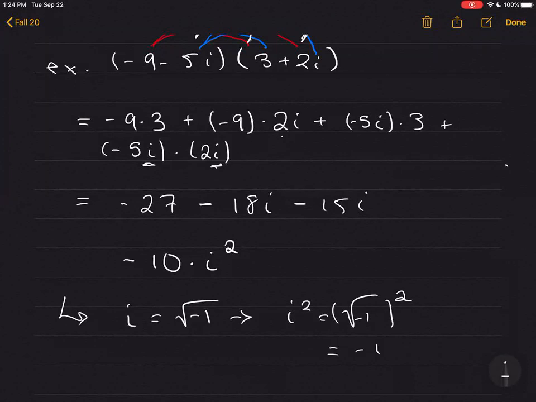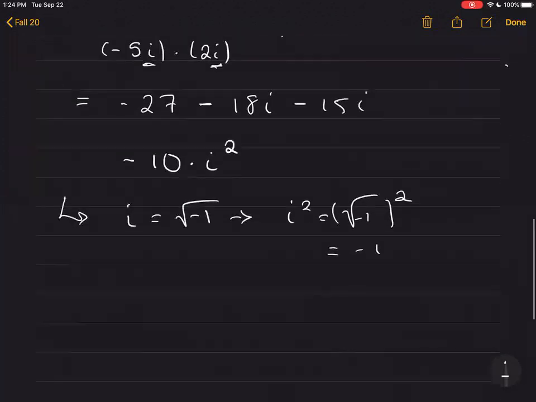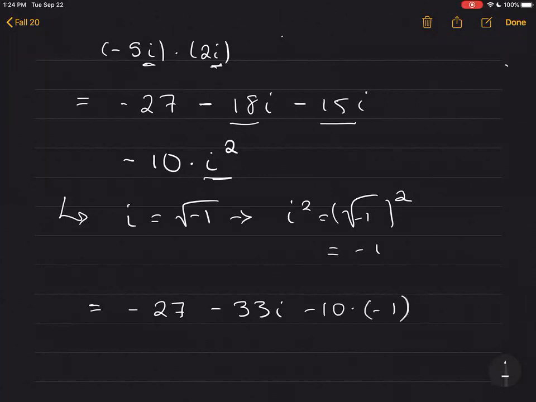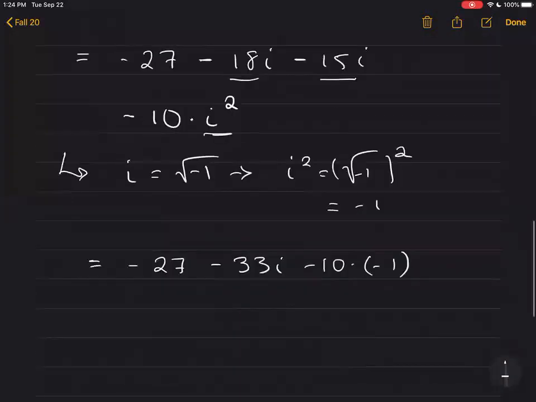So now that we have that rule, what we're going to do is replace this i squared with -1. So we'll have -27, and then we can combine these two together, and that'll form -33i. And then this becomes -10 times -1, so +10. And so once we simplify, we get -17 minus 33i. Cool.